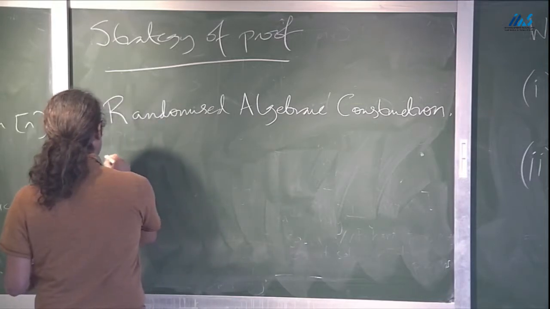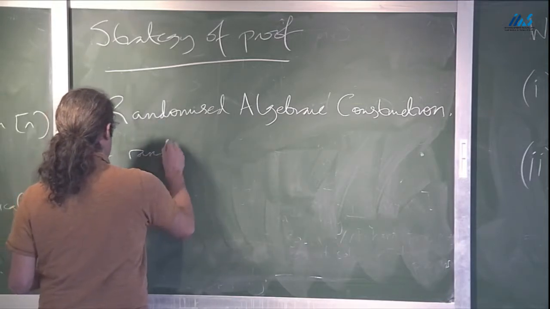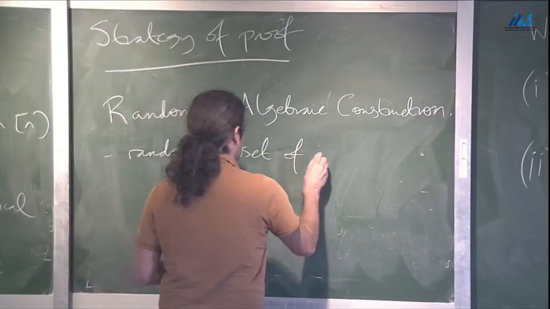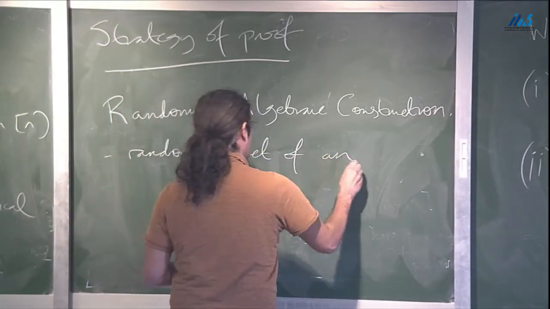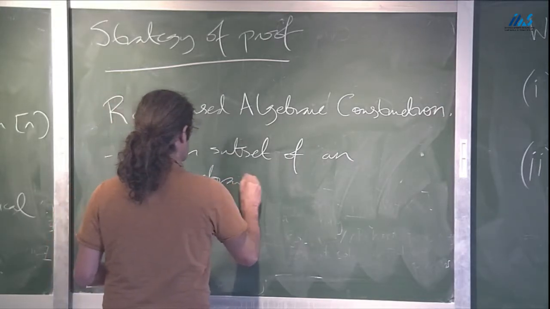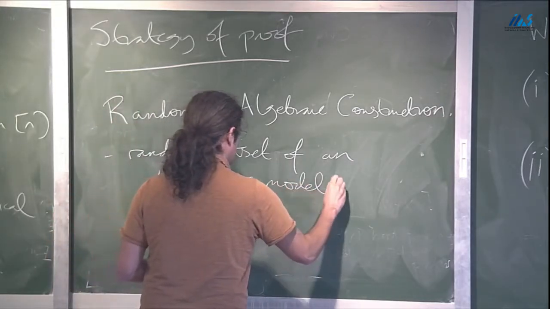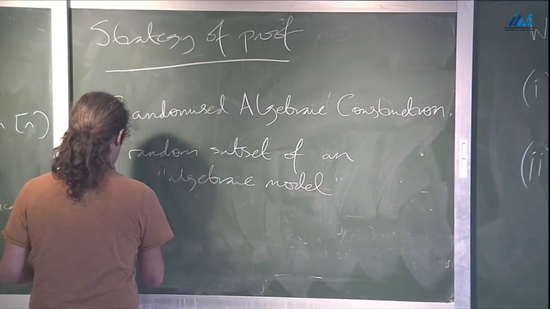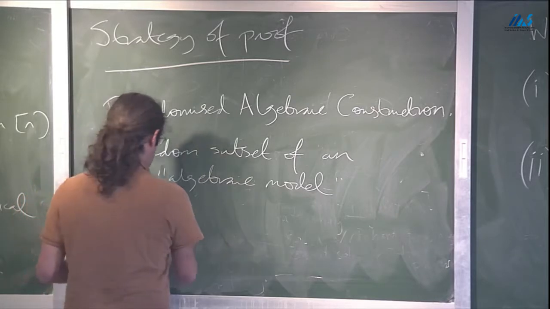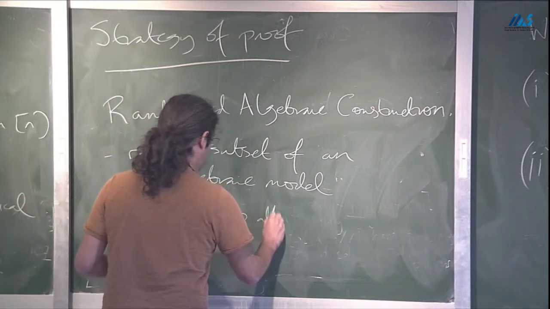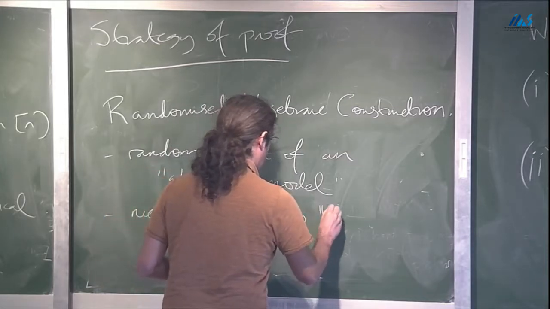So it's a random subset of an algebraic model. And so nice properties allow local modifications.